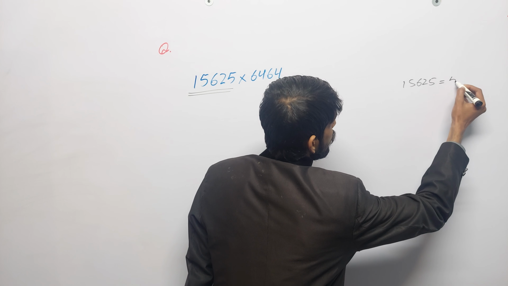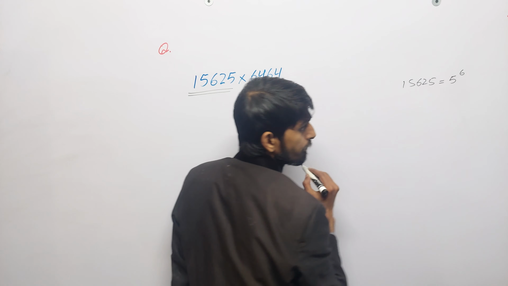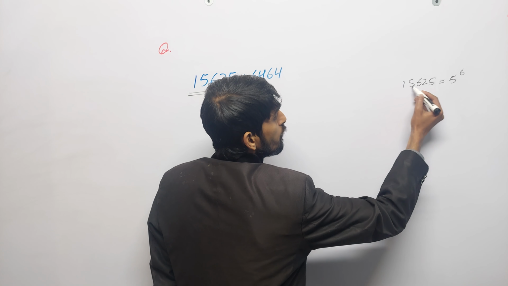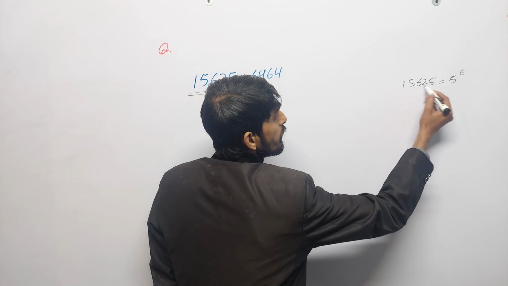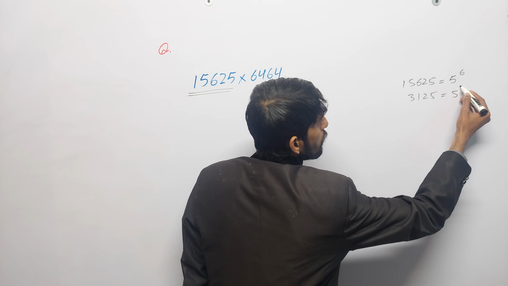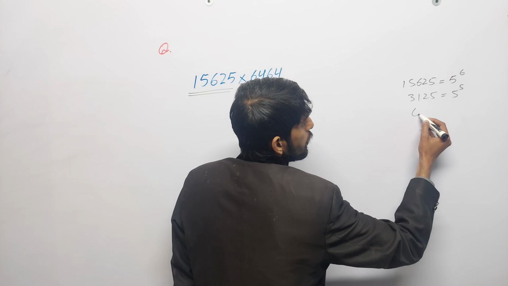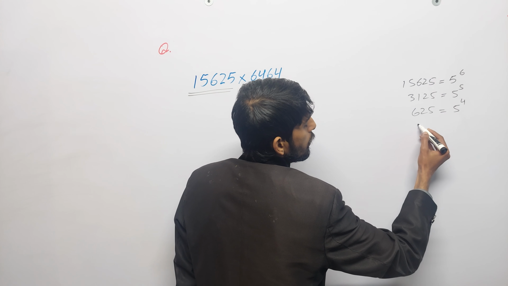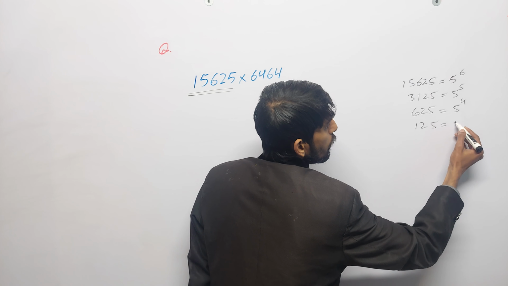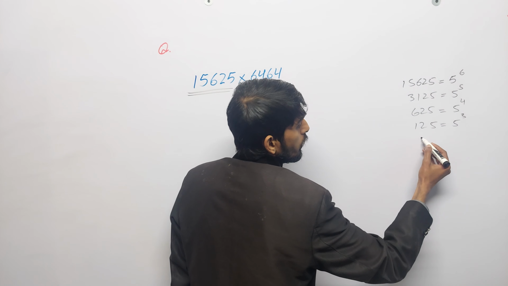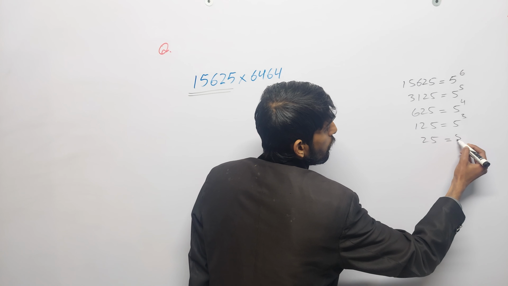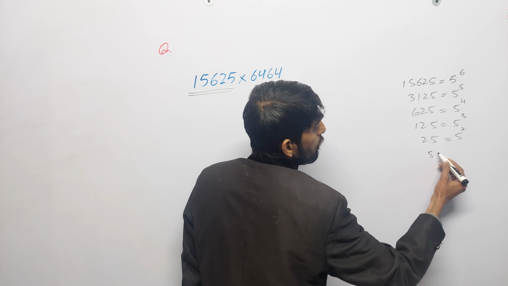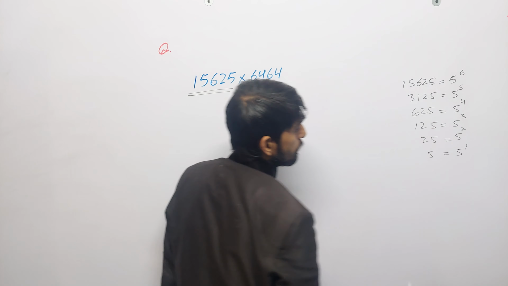as 5 raised to the power 6. And if we further divide this number by 5, we obtain 3125. This is 5 raised to the power 5, and 625, which is 5 raised to the power 4, and 125, which is 5 raised to the power 3, 25, which is 5 raised to the power 2, and 5, which is 5 raised to the power 1.